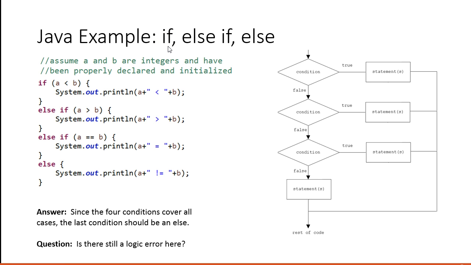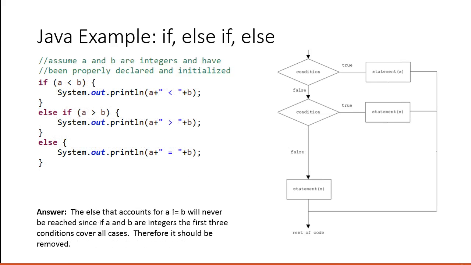My question is, is there still a logic error here? And in fact there is. This else will never actually be reached, because if a is not less than b and a isn't greater than b, then a has to be b. So this else statement is fine. It's not going to actually cause a problem, but it will never be reached. So ideally, we want to identify conditions that will never be reached and remove them. So that would be a better way to write it.